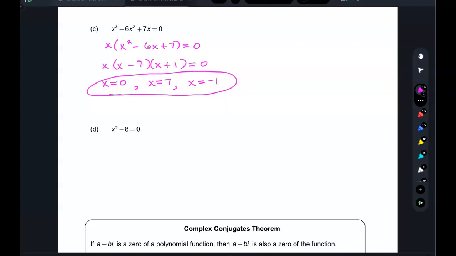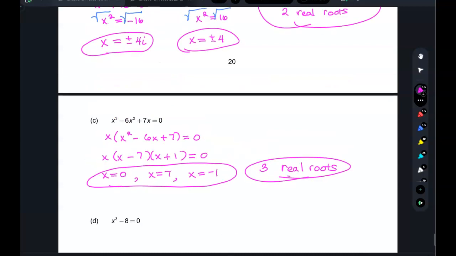Did we have any answers with i? No. So there were all 3 real roots. What do you say if you get an i in an answer? It would be imaginary. So remember how in the last one we got plus or minus 4i? That was 2 imaginary and 2 real roots. These were all real numbers, so I got 3 real roots. Just don't forget about the x equals 0, okay?